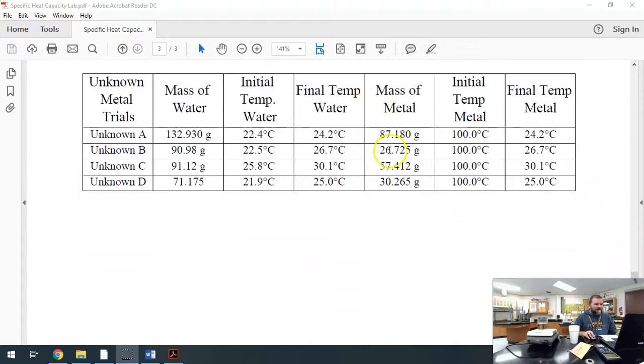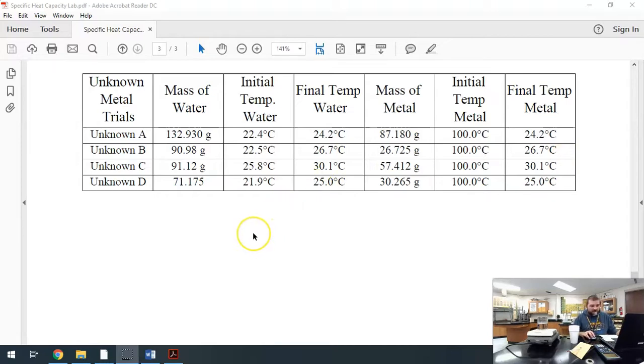But the third page here is all of your data. Okay, so I have our four unknowns: the mass of the water for each trial, the initial temp of the water, the final temp of the water, mass of the metal, initial temp of the metal, final temp of the metal. And now the final temps are the exact same. Do I really need two columns? No, not really, but I left it, okay?